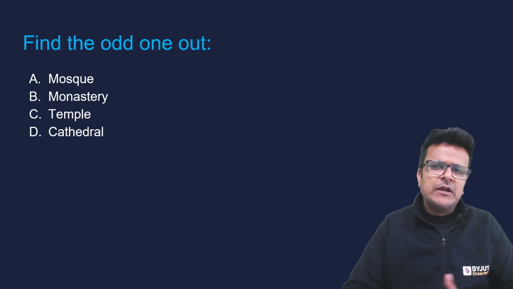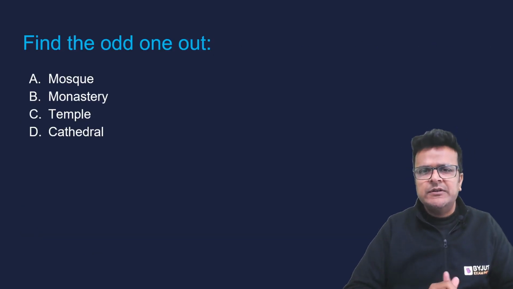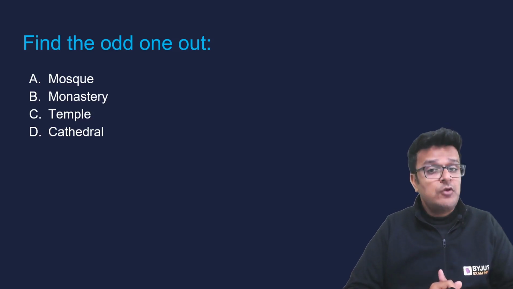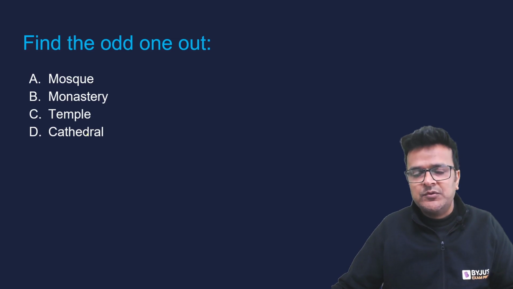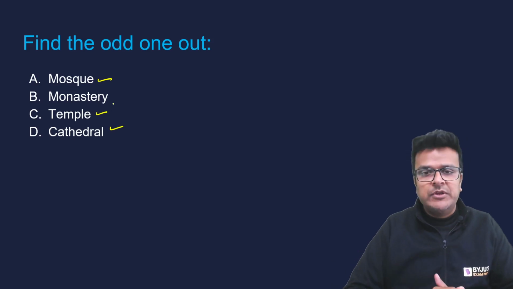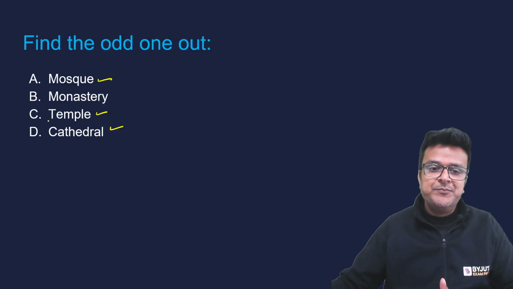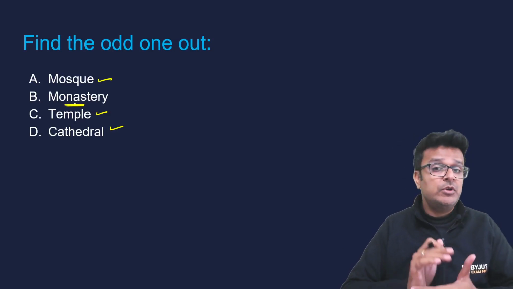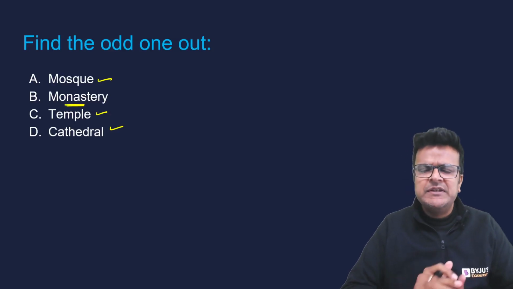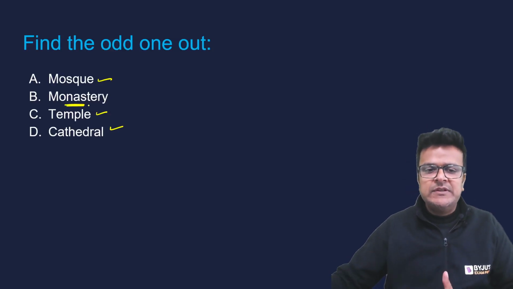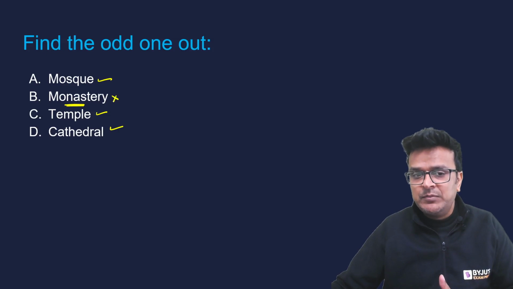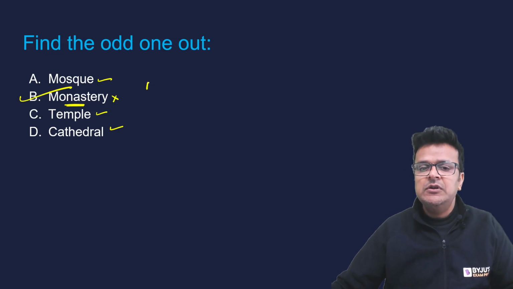Now let's have a look at one of the previous year questions. This can be done in 5 seconds. All you need is loads and loads of common sense. For example, you have to find the odd one out: mosque, monastery, temple, cathedral. Mosque, temple and cathedral are all places where people go and worship their gods. But in a monastery, though a small temple-like structure can be part of it, monks stay, meditate, learn, etc. That means this is not a specific place of worship, and therefore this is the odd one out.